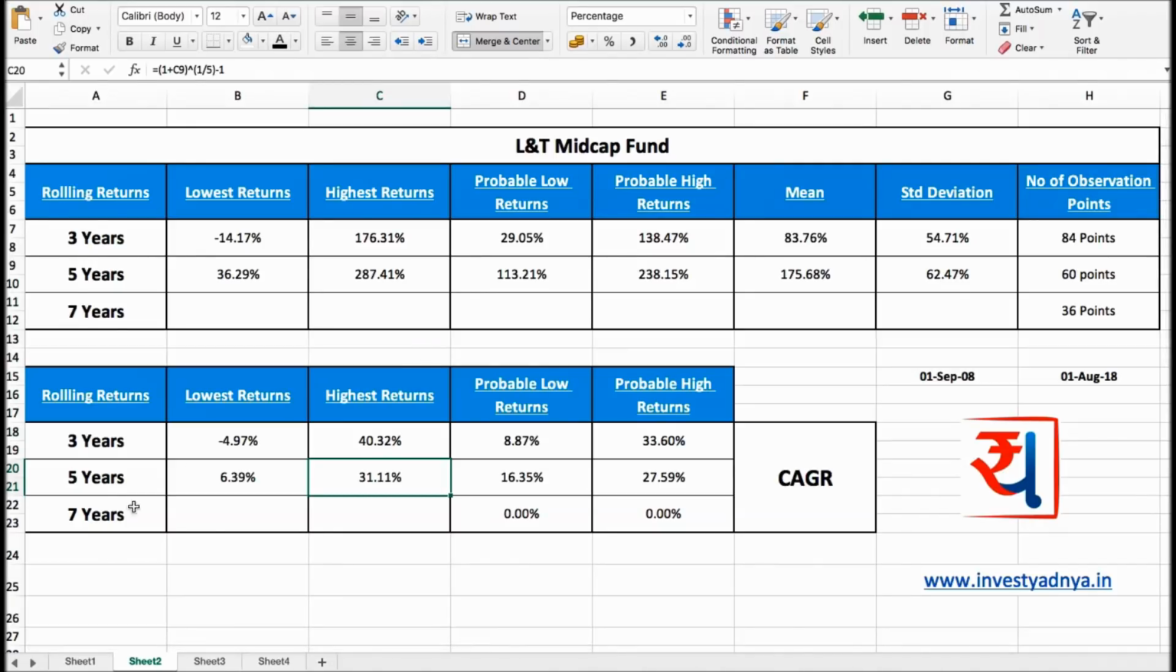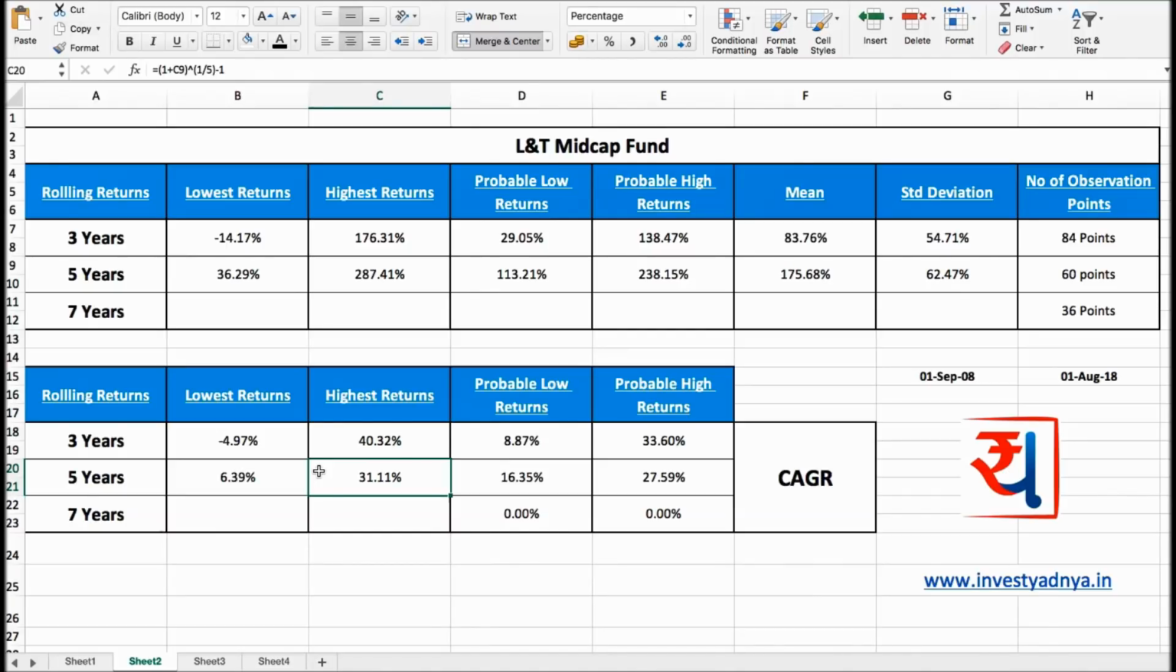So here also you can see the lowest returns this fund has given for 5 years are 6.39% per annum and the highest returns 31.11%. The probable low returns this fund could give could be 16.35% and probable high returns could be 27.59% per annum. Here also you can see the lowest returns are less than 7%. So this is another reason why we always say that even for 5 years you should not look at mid-cap funds. Your horizon should be more than that.